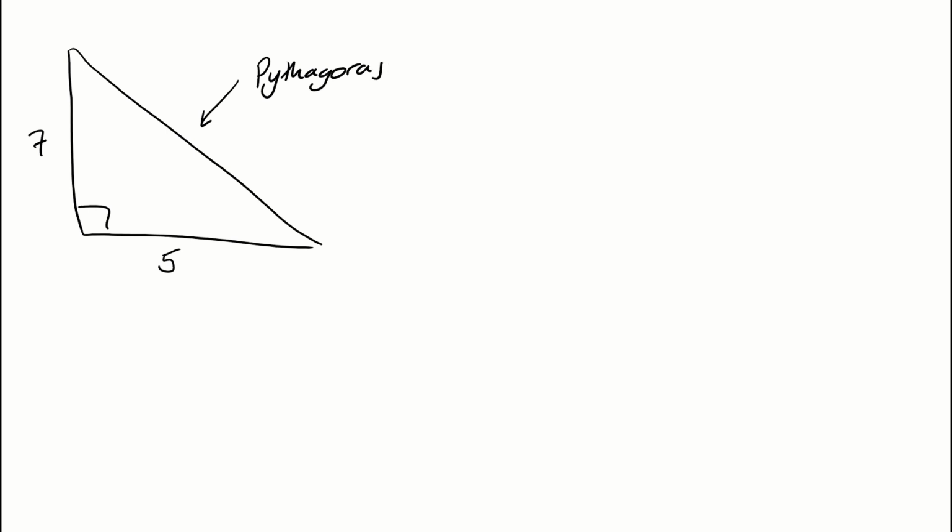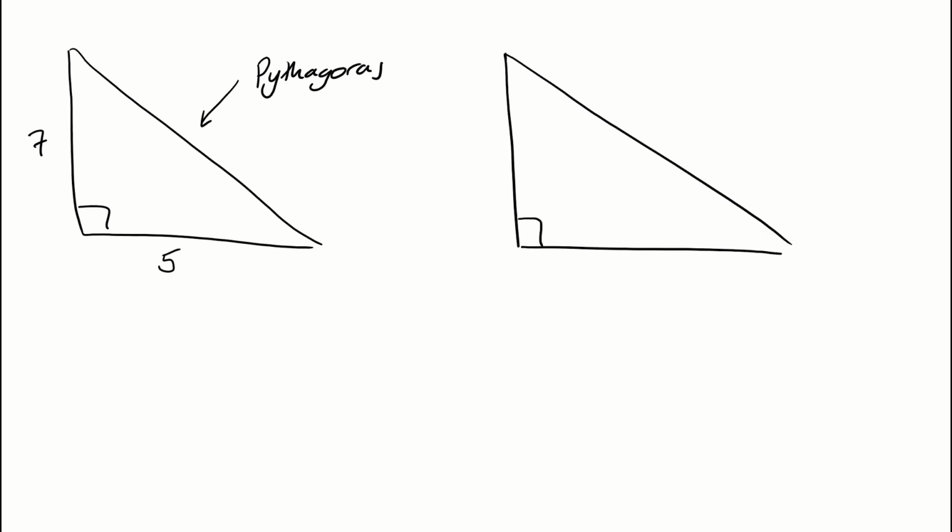Okay, and let's say I'm given a right angle triangle, but this time instead of being given two sides, I'm given one side, so maybe this is 10, and I'm given one angle in here. Okay, and I'm asked to find this side length in here. Well, I can do that by using trigonometry.